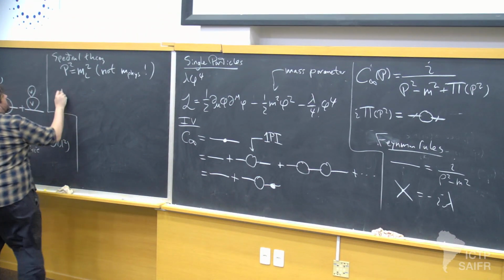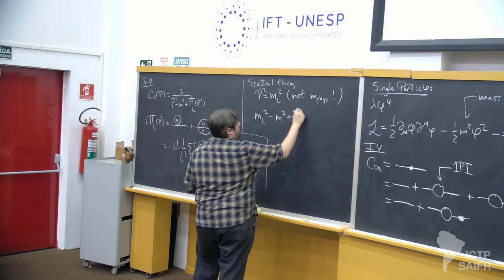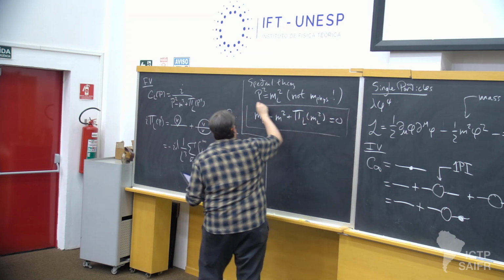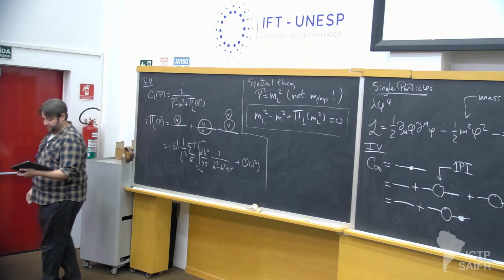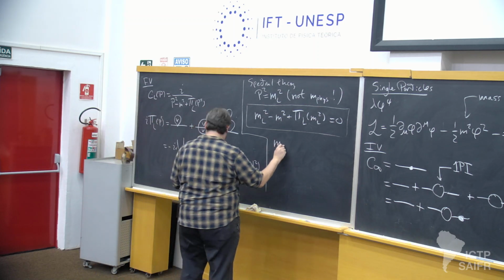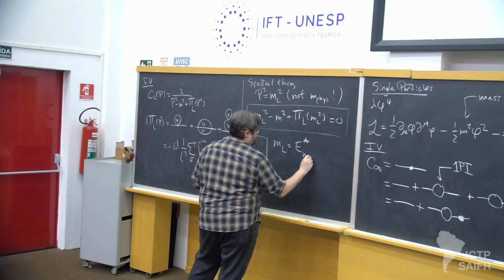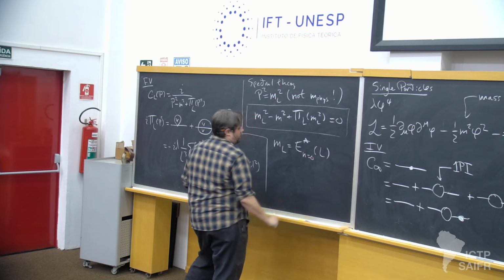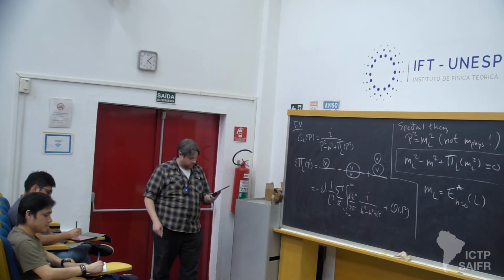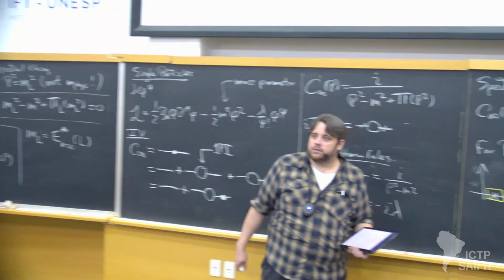So if you do that, mL squared minus m squared plus pi L of mL squared equals 0. This is the relation between the spectral decomposition and what we have here. So let me just emphasize, mL will be the center of momentum frame energy level for the ground state, which is a function of L. So far, so good? Any concerns?